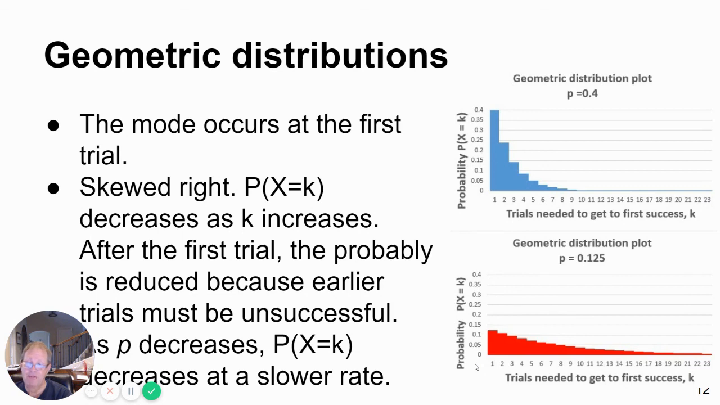Okay, as p gets smaller and smaller, the distribution decays at a slower rate. If p is large, it'll decay at a very high rate. So I have two graphs on the right hand side. If the probability is 0.4, it will decay quite quickly. If the probability is 0.125, it decays at a much slower rate.